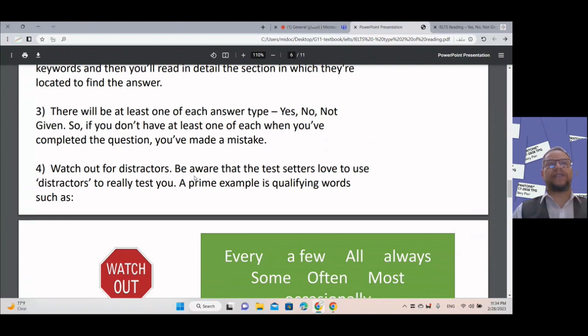The third secret is that there will be at least one of each answer type: yes, no, not given. So if you didn't find yes, or you didn't find no, it means that the answer, of course, is not given. That will help you. So this is one secret. Not given is easy to get if you didn't get yes or no information. So the answer, for sure, absolutely, is not given.